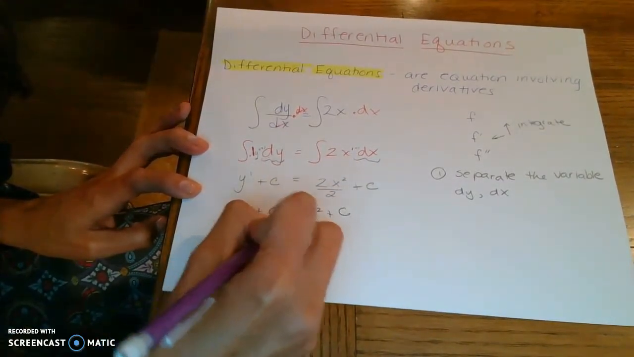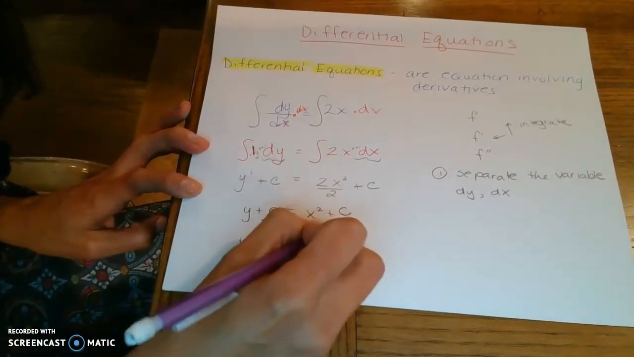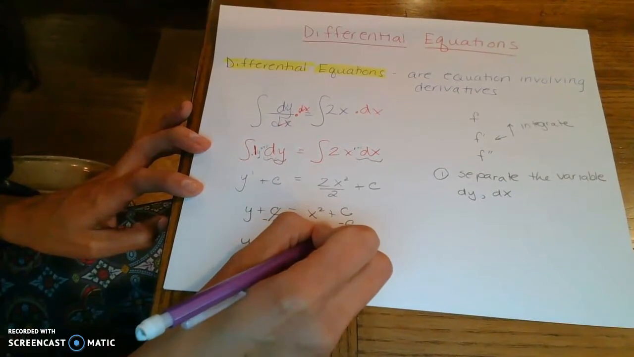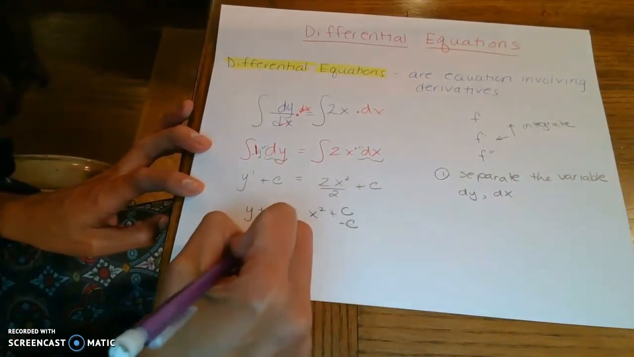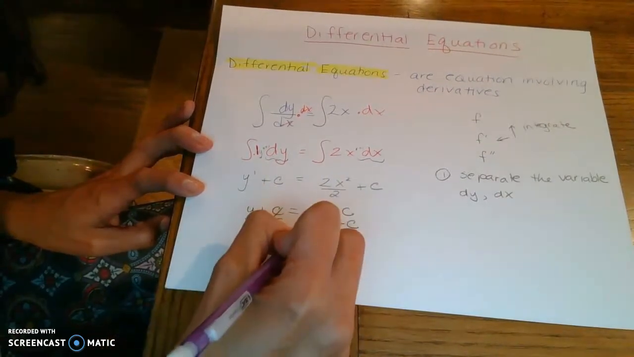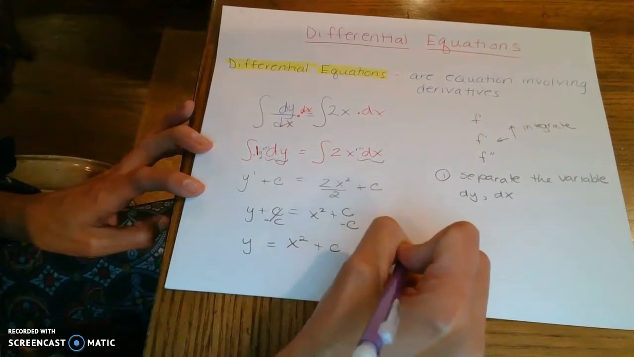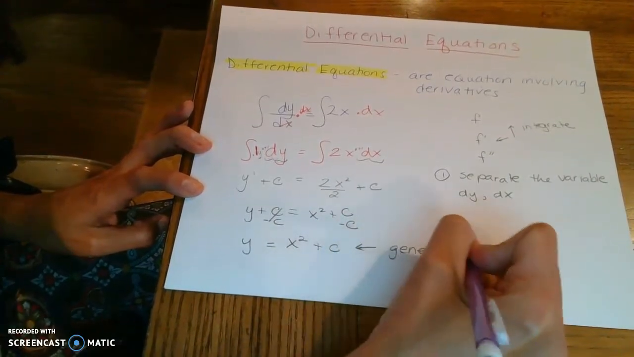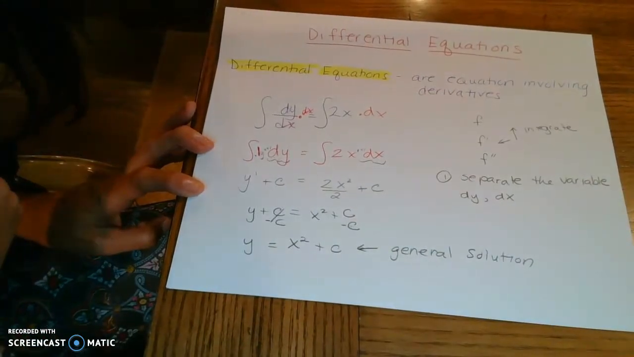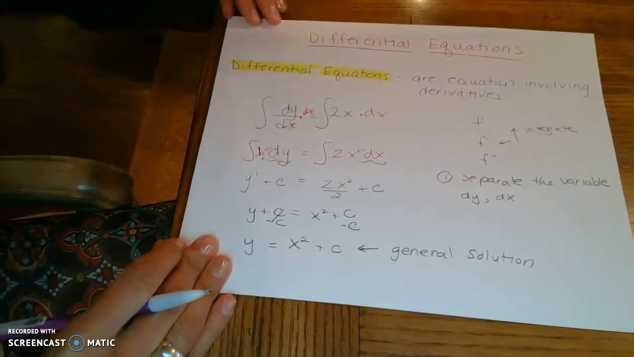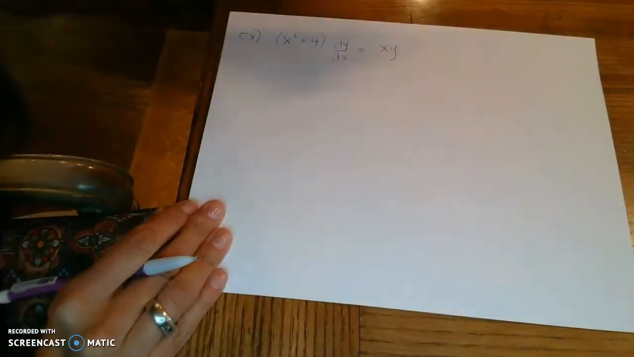Now, I want to get the c's to one side, so I'm going to minus the c over. But remember, that does not cancel the c on this side. All right, that just becomes another c. So I end up getting that y, my equation, y is equal to x squared plus c. This is what we call our general solution to a differential equation. That wasn't so bad. I'm going to warn you, the next question's a little bit more difficult. I should say a lot more difficult.